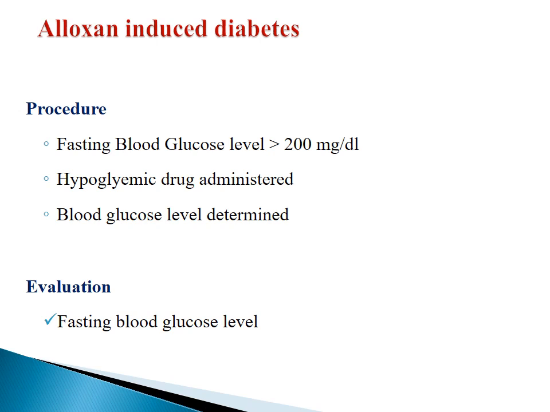Hypoglycemic drug or antidiabetic drug is administered to those animals, and then again blood glucose level is determined to see whether the test compound has antidiabetic activity or not. Evaluation parameter is obviously fasting blood glucose determination.